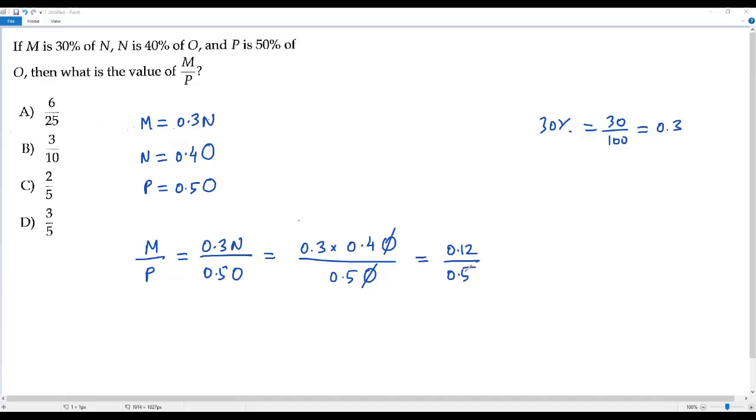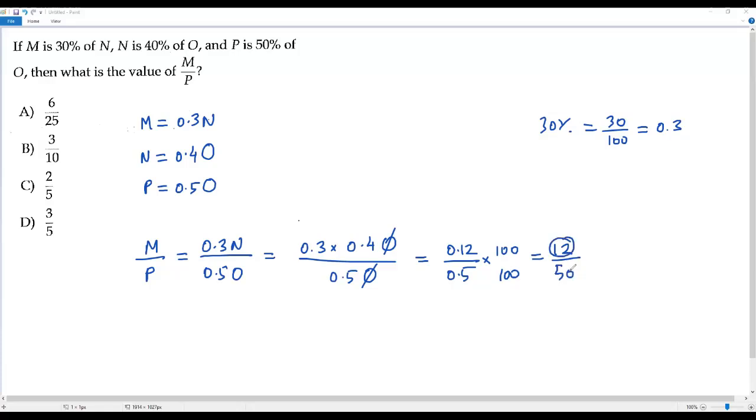Now we have to get rid of the decimal point, so that we can get the answer in the form given in the answer choices. For that, I have to multiply both numerator and denominator by 100, because in the numerator we have 2 digits to the right of the decimal point. In the denominator, we have only 1 digit to the right of the decimal point, but to get rid of the decimal point completely from both, I multiply both numerator and denominator by 100. When I multiply 0.12 by 100, I am getting 12, and when I multiply 0.5 by 100, I am getting 50.